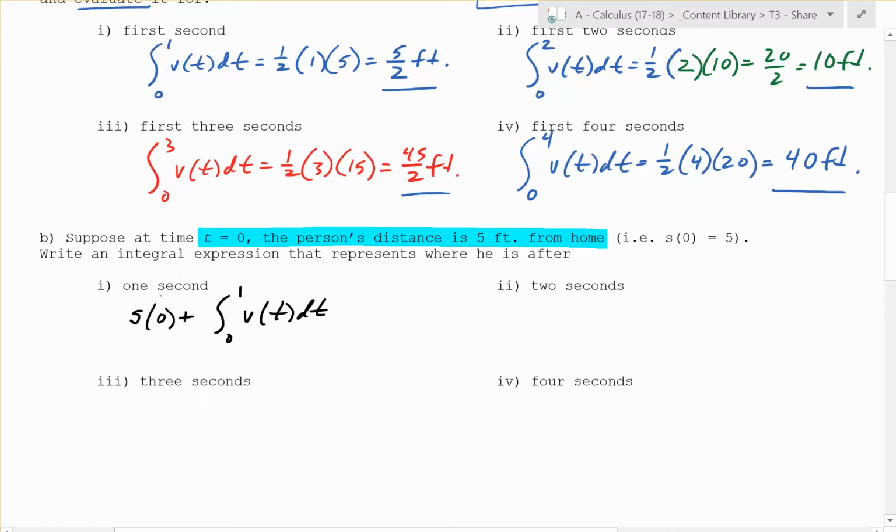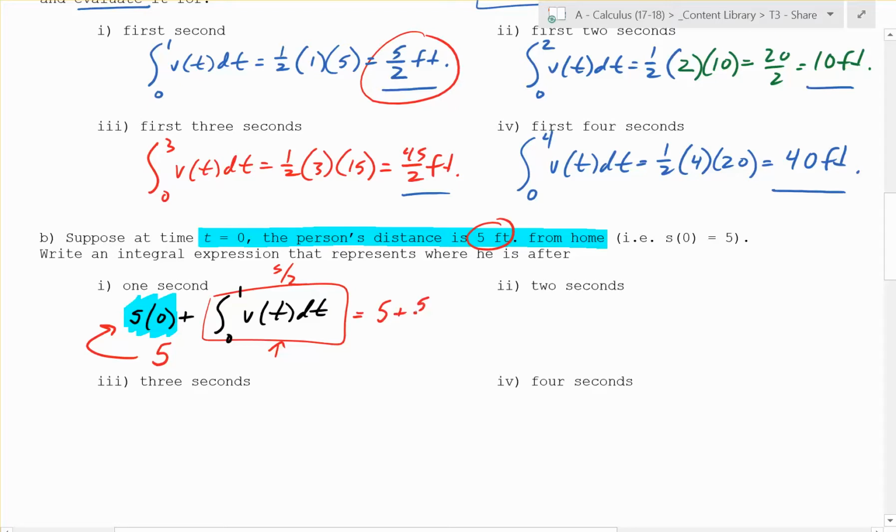We know that this right here is 5, the initial position. And we know that this right here is, from the original part, 5/2. So in this case, what's the actual position where this person is after 1 second? Well, it's going to be 5 feet from home plus a net change of 5/2. So what is that going to be? Well, you can write it as 10/2 plus 5/2, which is 15/2 feet from home. So now we know the exact place this person is, but we needed to know this.